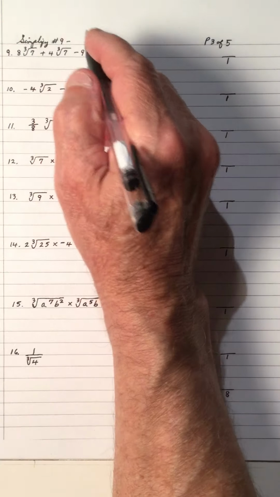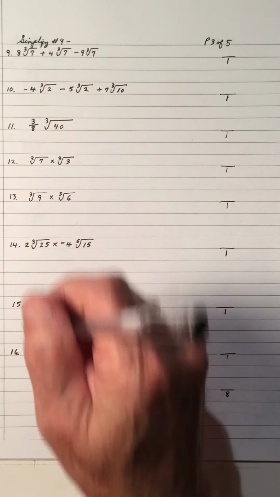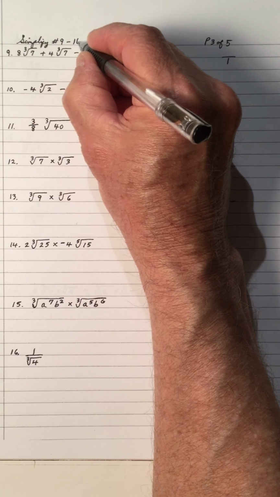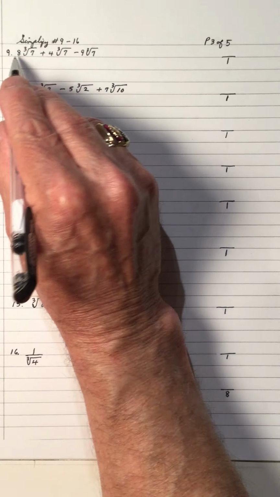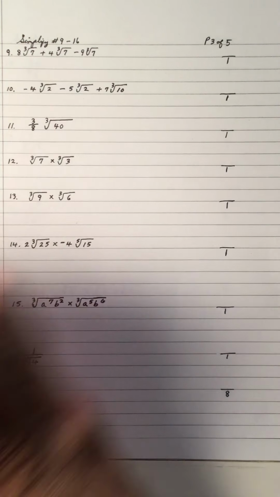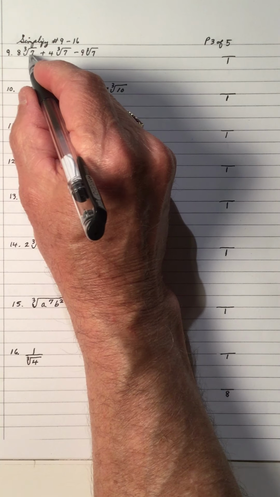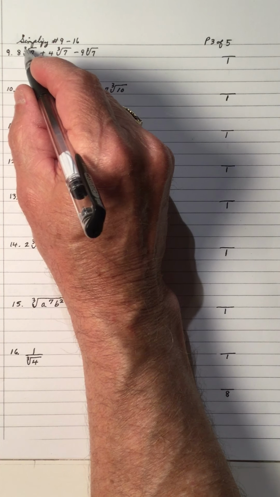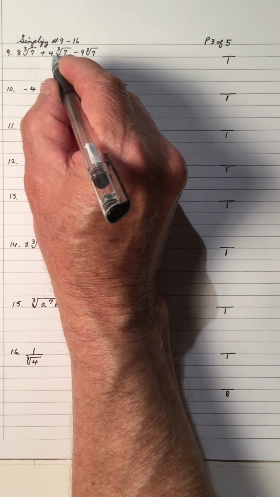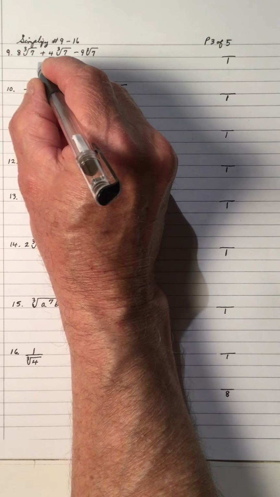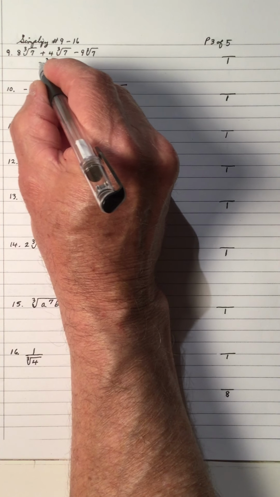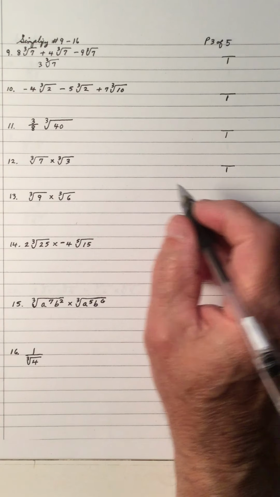Let's continue. Simplify number 9 to 16. I forgot to put the 16 in here, put it in now. Simplify. Notice we're adding and subtracting. In order to add and subtract cube roots, we have to have the same radicand. Cube root 7, cube root 7, cube root 7. So we can add to get 12 and subtract 9 to get 3. So it's 3 cube root 7. Give yourself a mark.